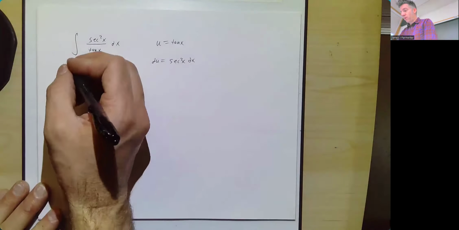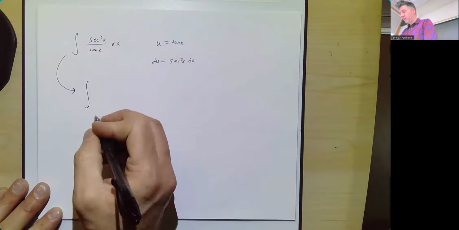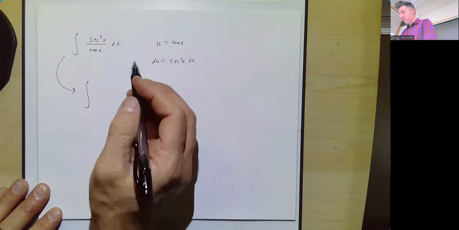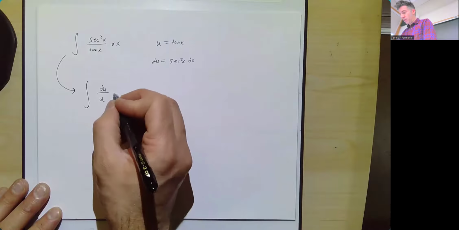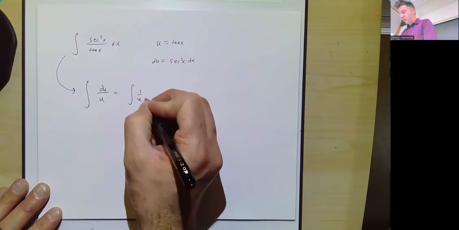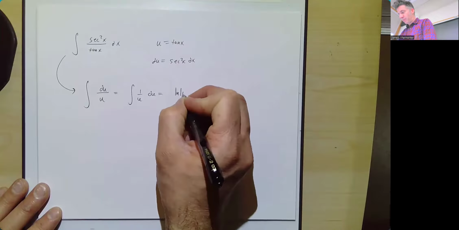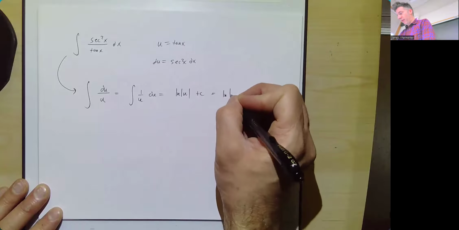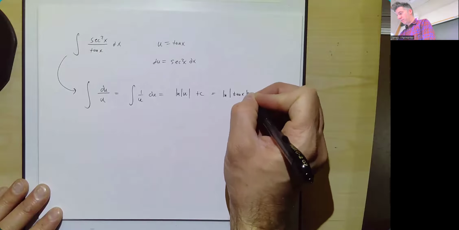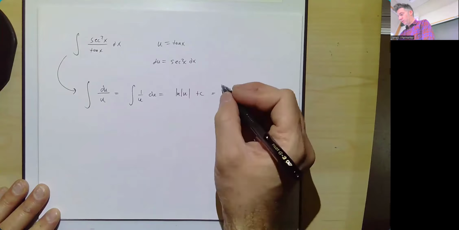So here, we're going to rewrite this as the integral of secant squared times dx is just du over tangent of x, which is u, which is going to equal the integral of 1 over u du, which is the natural log of the absolute value of u, plus c, which is going to be the natural log of the absolute value of tangent of x, plus c. And that's the whole story.